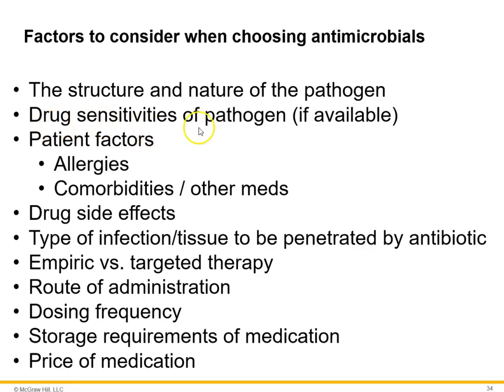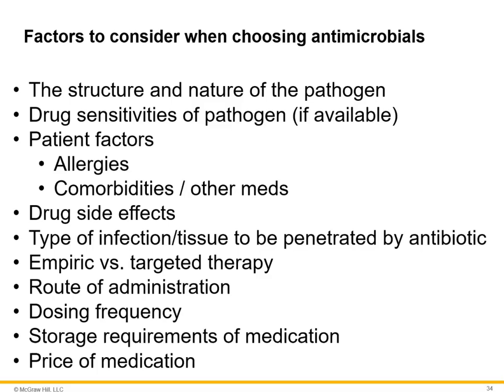Then you want to go a step further and you want to find the drug sensitivities of the pathogen. So you basically take the pathogen, you grow it, and you grow it in the presence of a bunch of different antibiotics, and you figure out which antibiotic is best at killing off that pathogen. And we're going to do that in lab this week, actually.